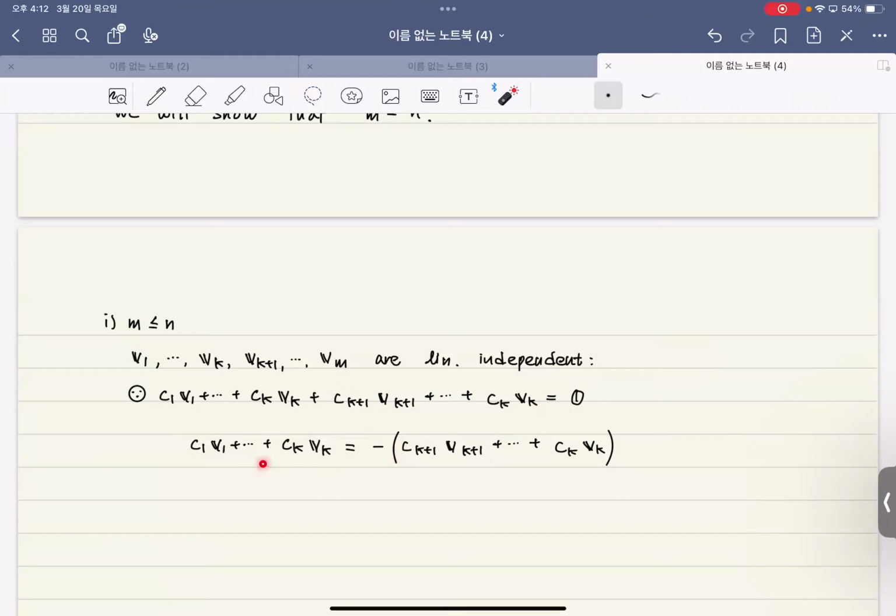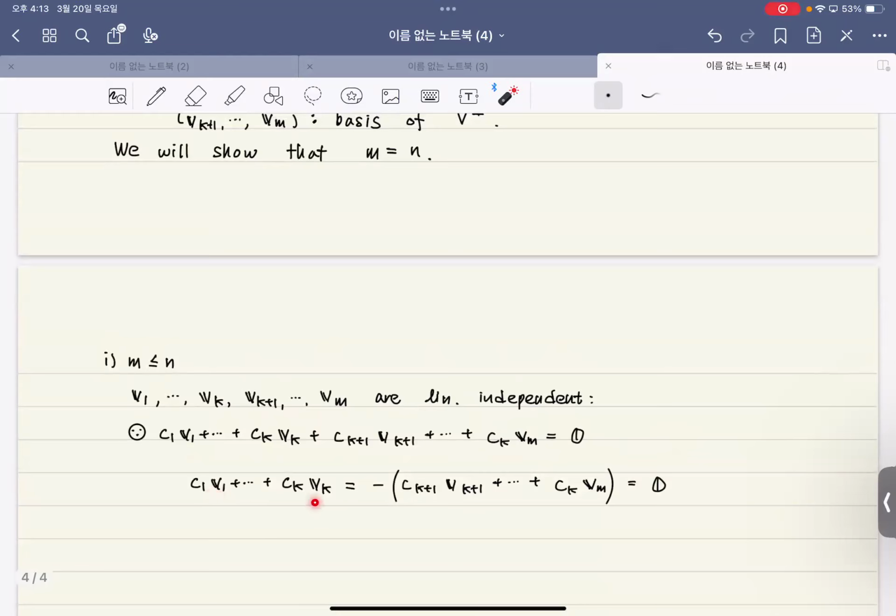But these vectors from V1 to Vk were assumed to be the basis vectors of V. Therefore, this one must be a member of V. And the vectors from V_{k+1} to V_m, sorry, I messed up, it has to be m, were the basis vectors of V perp. Therefore, this is a vector in V perp. So these two vectors are members of the intersection of V and its orthogonal complement. But only one vector lies in that intersection, which is the zero vector. So this one equals 0 and that one equals 0.